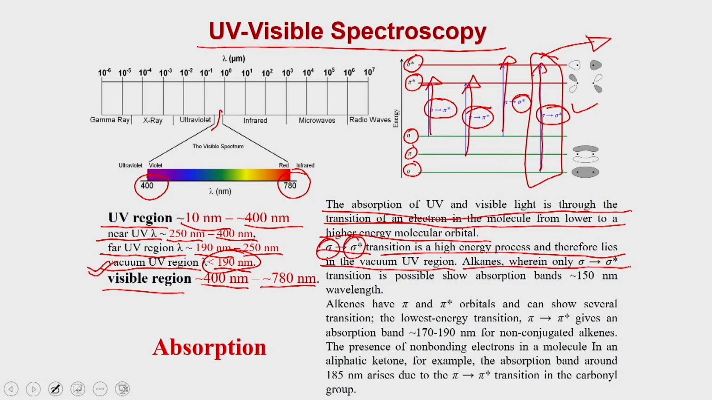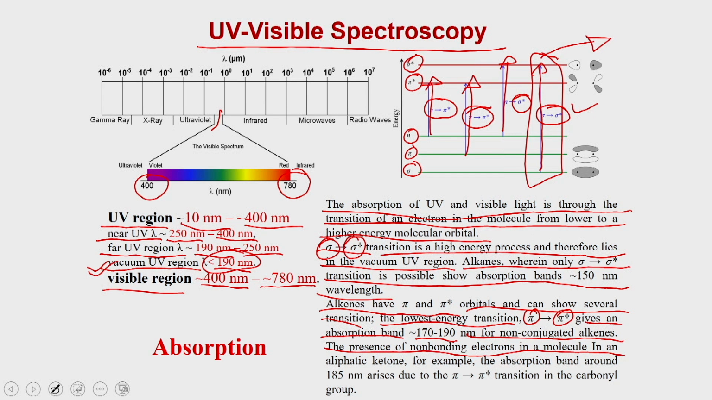Alkanes, wherein only sigma to sigma star electron transition is possible, show an absorption band around 150 nanometer, whereas alkenes have pi to pi star orbitals and can show several transitions. The lowest energy transition, which is from pi to pi star, gives an absorption band around 170 to 190 nanometer for a non-conjugated alkene. In an aliphatic ketone, for example, the absorption band around 185 nanometer arises due to the pi to pi star transition in the carbonyl group.